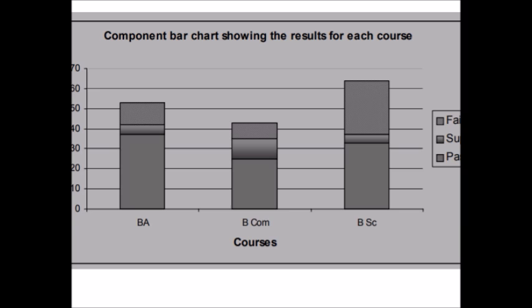Now let us see what are the merits of the component bar chart. Here the comparison may be made among components of the same variable, and comparison is also possible for the same component across all variables. It saves space as compared to the multiple bar chart. That is obvious from seeing the chart.